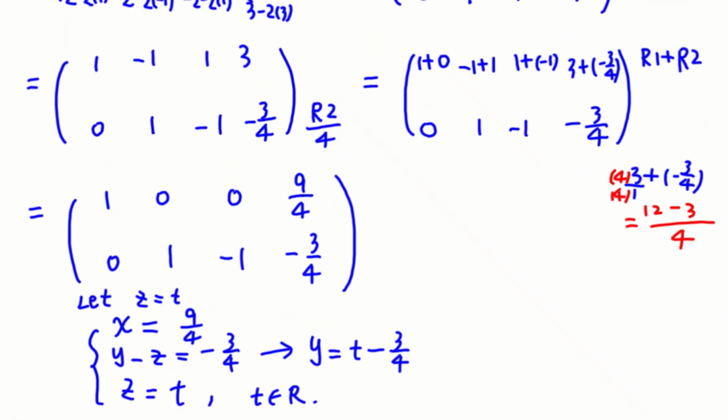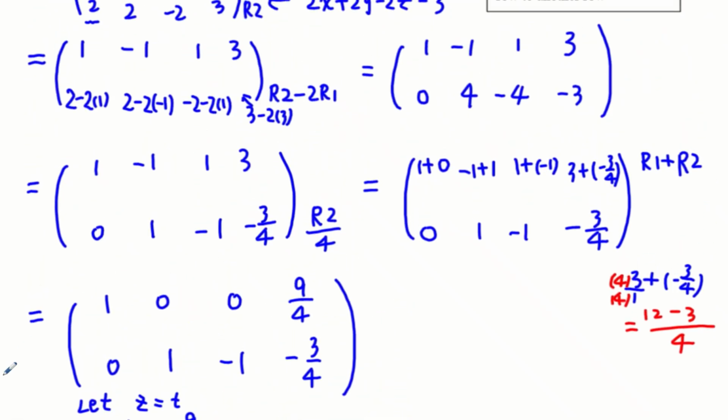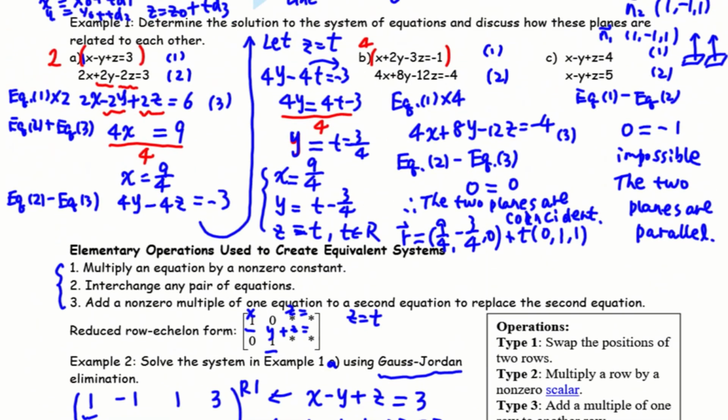So I don't mind if you pick this method or the elimination method, but I highly encourage you to do the second one, because the next lesson will be the intersection of 3 planes. For the 3 planes, we are going to use this matrix method, the Gauss-Jordan elimination method.